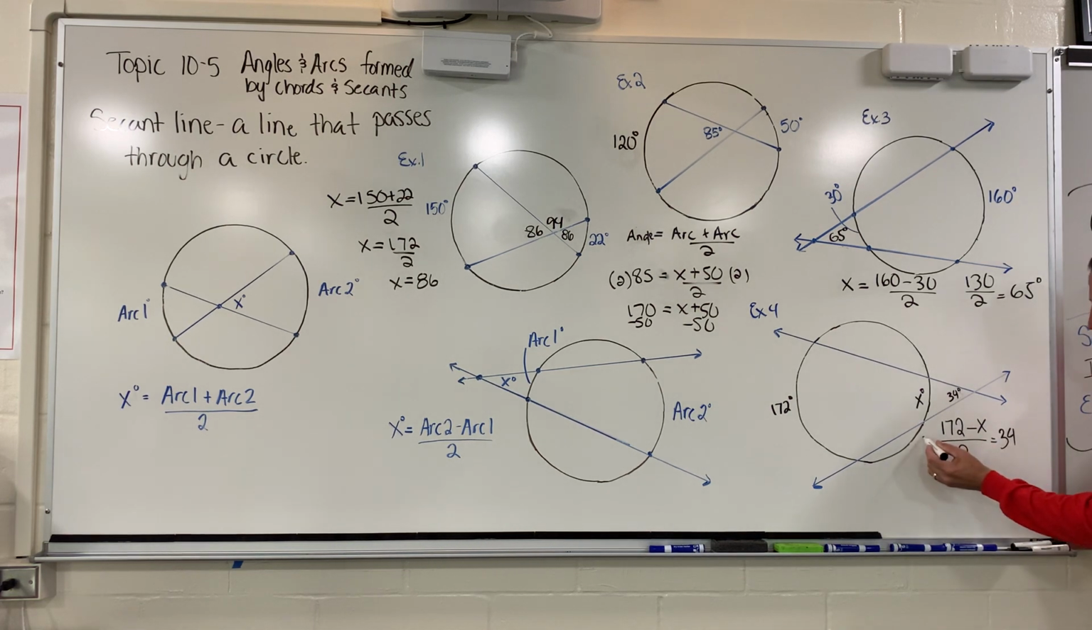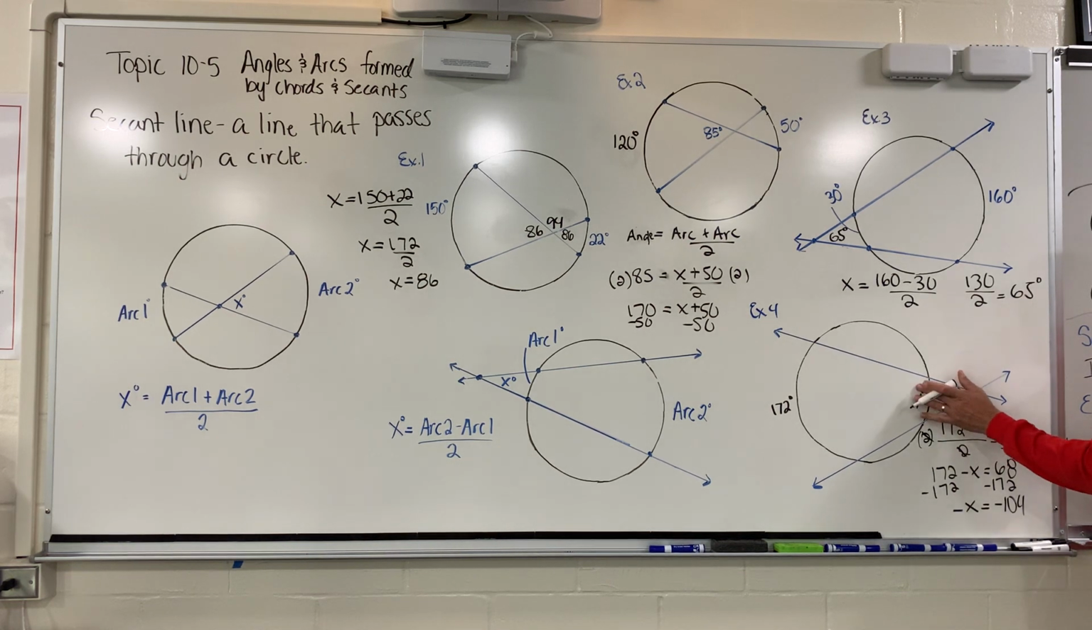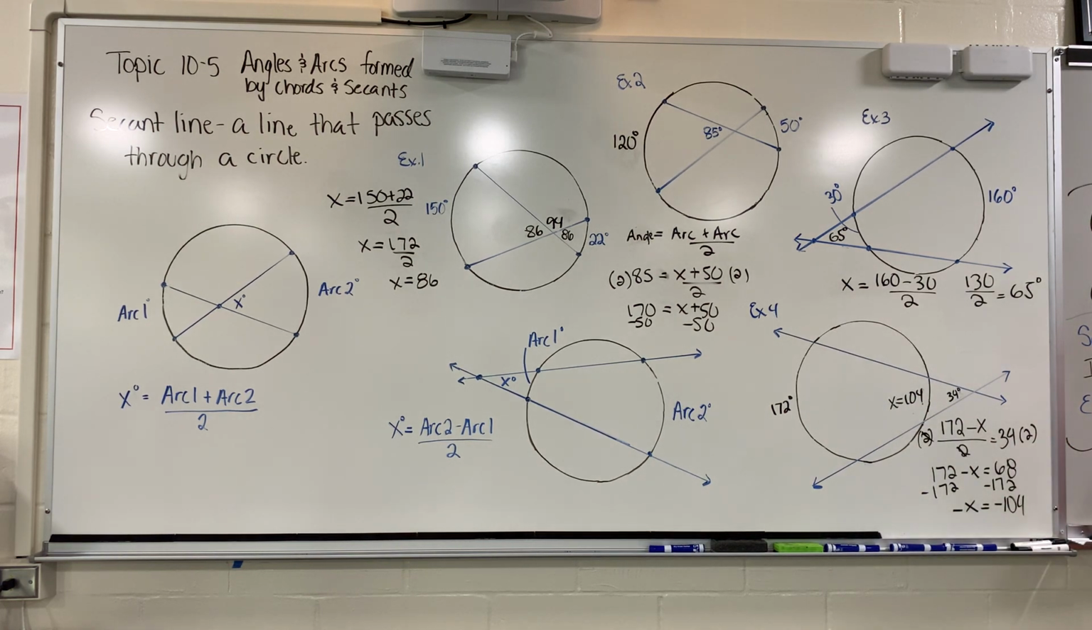Using that same reverse method here, I have to times by 2 to get rid of that fraction. So now these cancel, and I have 172 minus x is 68. Well, to solve for x, I want to minus 172. And I've got negative x equals negative 104. Well, I'm not done yet because it says negative x. So if I divide by negative 1, I end up with x equals 104, because the two negatives cancel and it becomes 104.